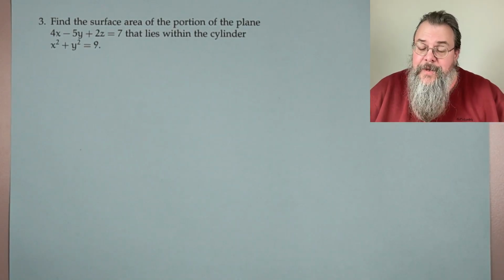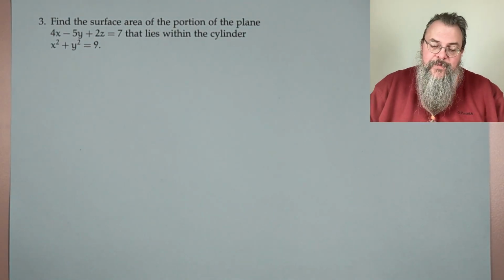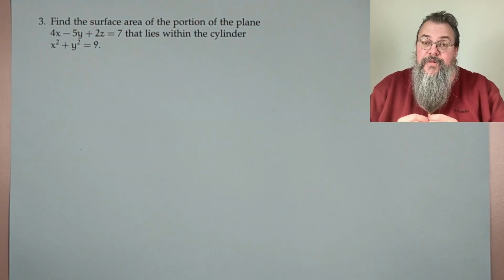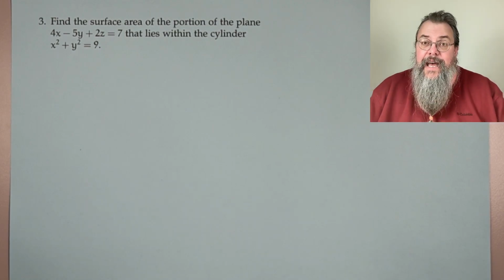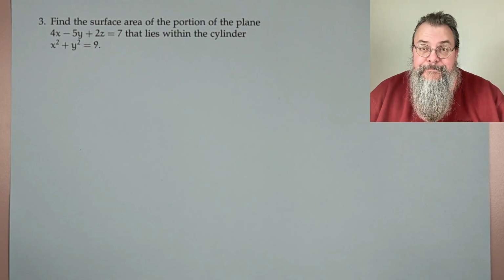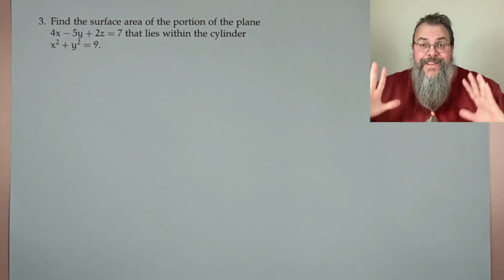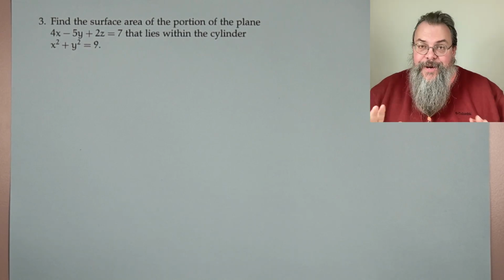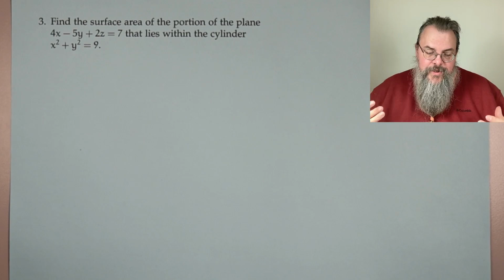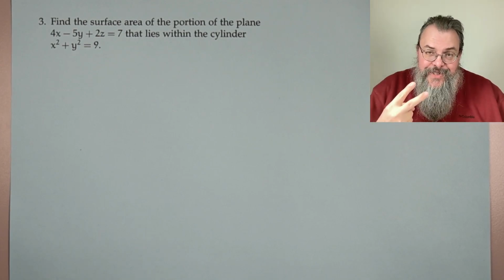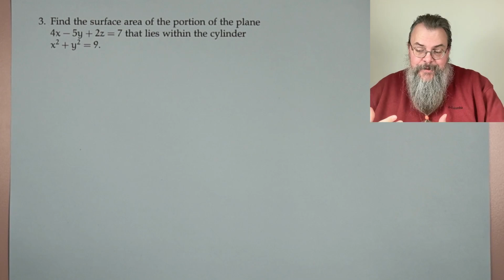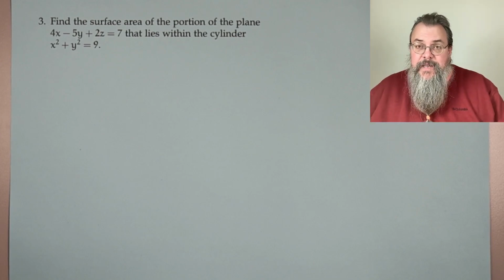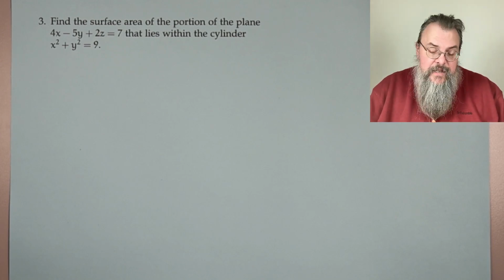Find the surface area of the portion of the plane 4x minus 5y plus 2z equals 7 that lies within the cylinder x squared plus y squared equals 9. All right, let's talk about what's going on. What do we have? We have two objects, and we just want to understand how they're interacting and what it is we're actually finding here. So object number one is this plane in space.